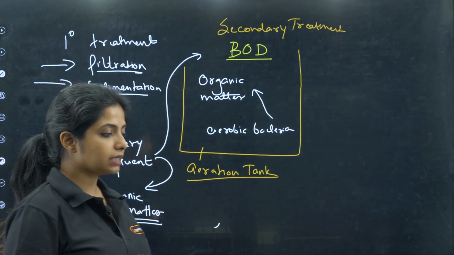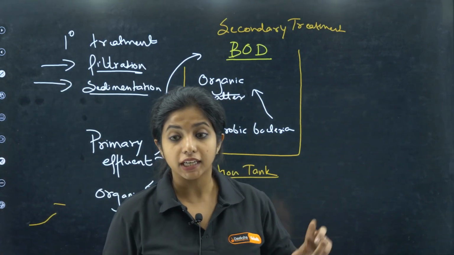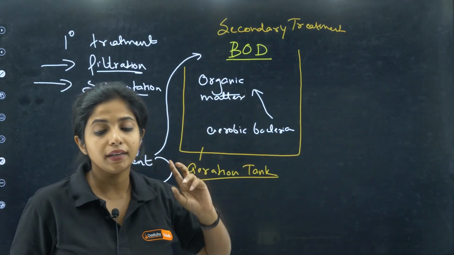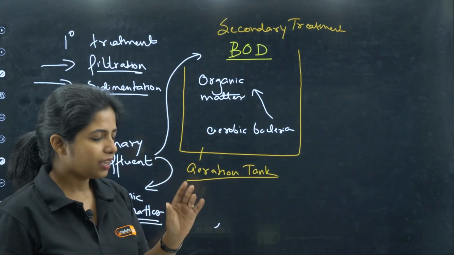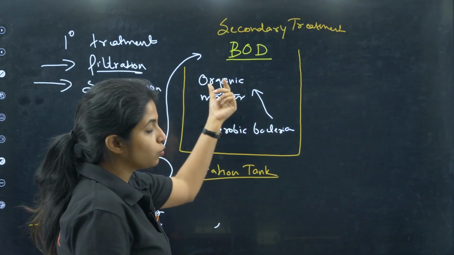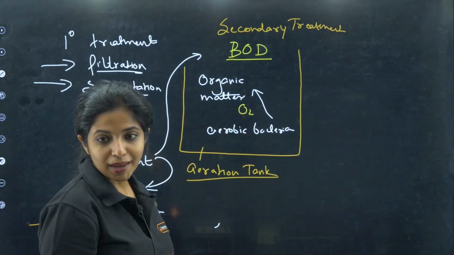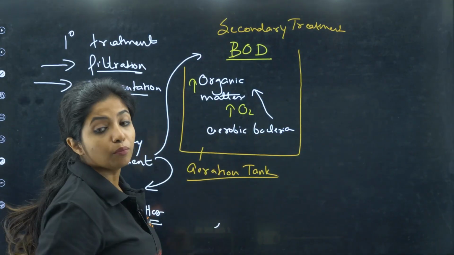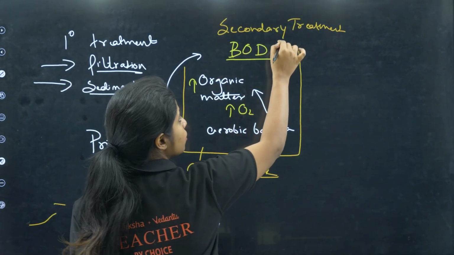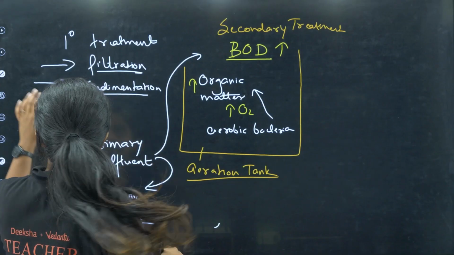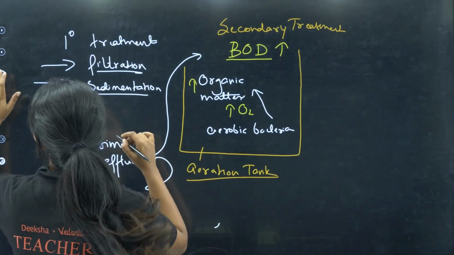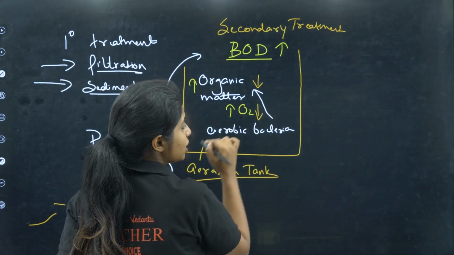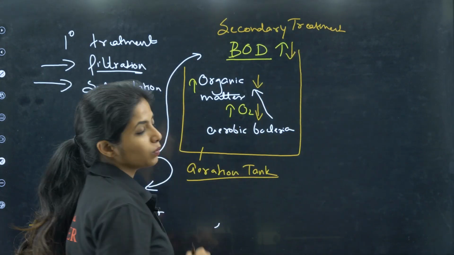Biochemical oxygen demand means the amount of oxygen required by the aerobic bacteria to break down organic matter in 1 liter of water. Simple. You see, aerobic bacteria need oxygen to break the organic matter down. If the organic matter is way too much, then obviously aerobic bacteria will need more oxygen. So that means biochemical oxygen demand is more. If organic matter is less, that means aerobic bacteria will need less oxygen, that means BOD will also be less.